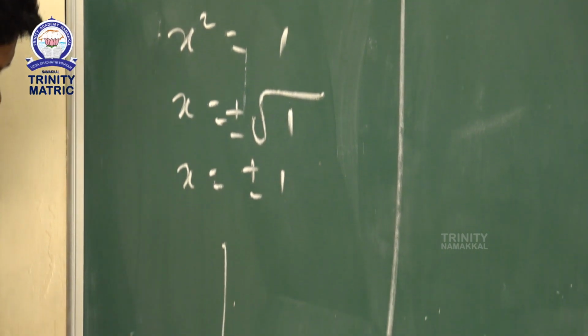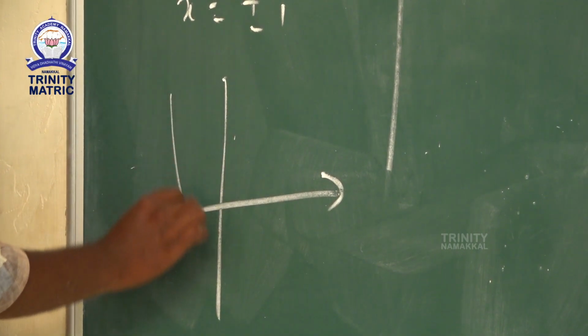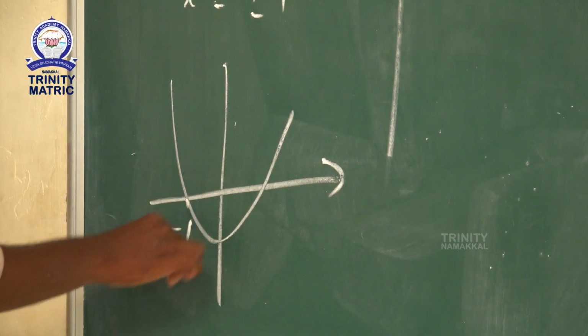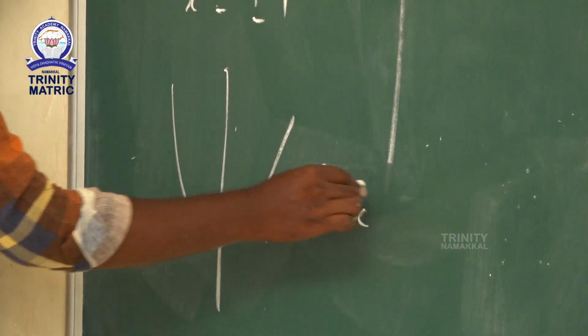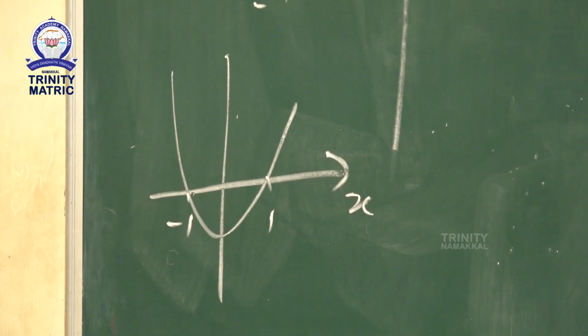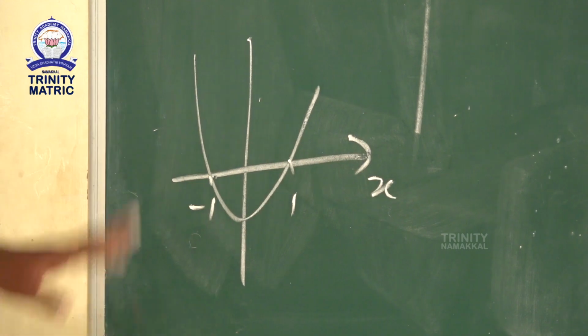Its graph: x equal to minus 1 and x equal to plus 1 here. Here the x axis is the horizontal line. Here two solutions are given. Two real solutions are given.